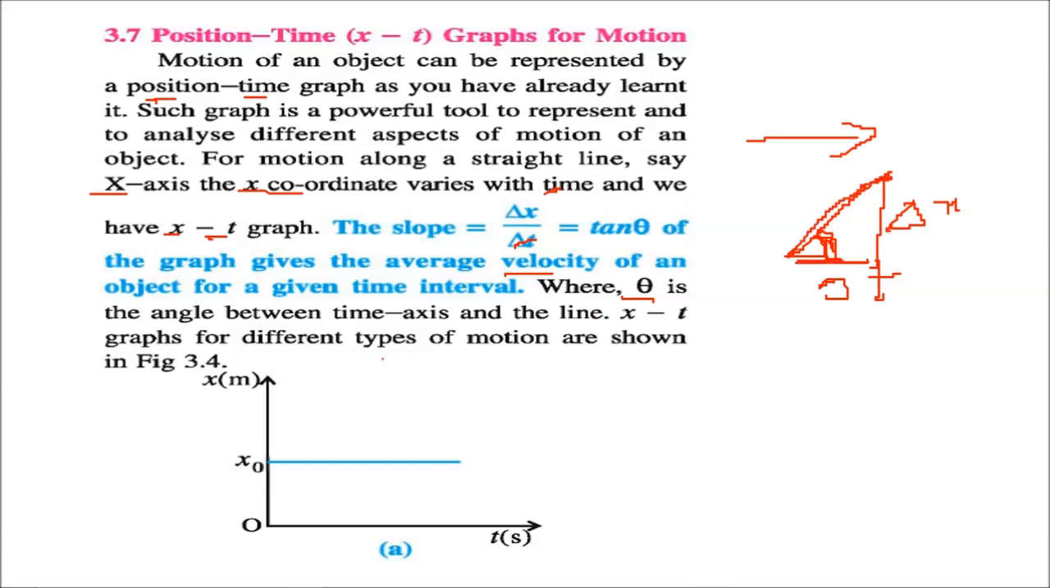So we have this xt graph for different types of motion. For example, you see this is time and this is x, meaning distance. Now here some distance is there, x0. With time, this distance is not changing. That means the object is at rest.